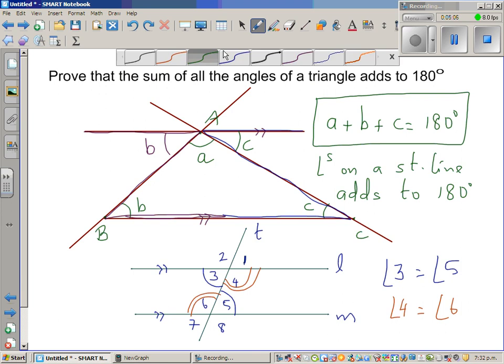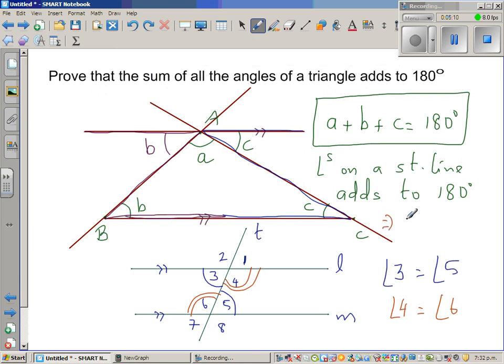So this implies, using this rule, in this figure, I can say a plus b plus c is 180 degrees. And a, b and c are nothing but angles in the triangle here. So you can say the sum of all the three angles of any triangle adds to 180 degrees.